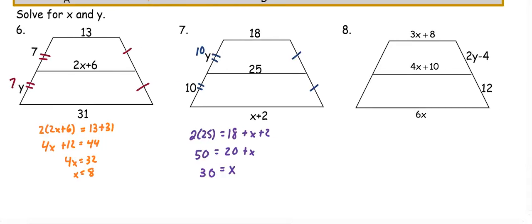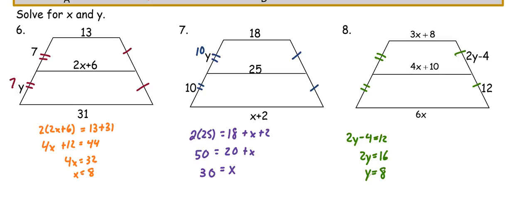In number 8, remember that a midsegment of a trapezoid splits our leg into two congruent parts. So to solve for y, these are congruent, 2y minus 4 and 12. So 2y minus 4 equals 12. I'm going to add 4 to both sides, so 2y equals 16. Divide, so y is 8.